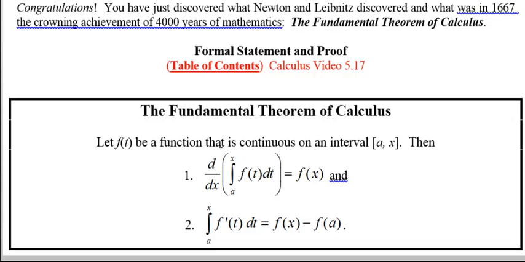Number one, if we integrate f of t dt from a to x, and then take the derivative with respect to x, we'll be back at the original function f evaluated at x. And part two, if we integrate from a to x the derivative of f of t dt, we get a net change in the antiderivative. We get f of x minus f of a.